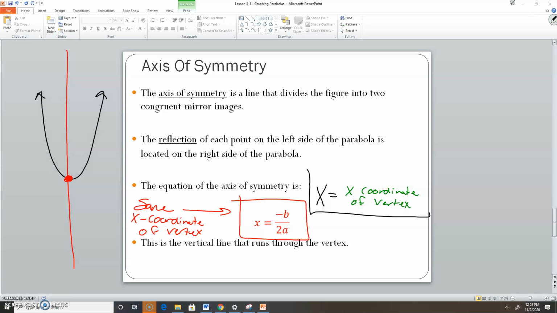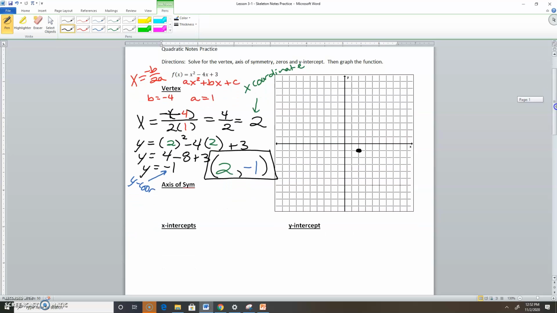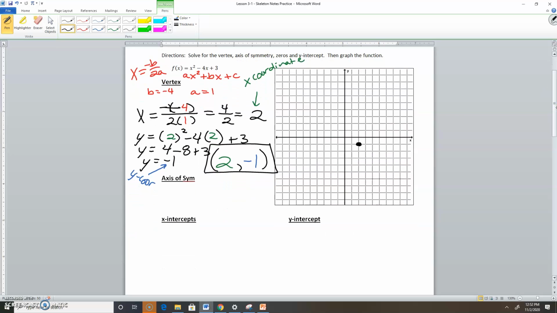The mistake that you will make is you'll just write the number. But this is a vertical line, so I have to write it as x equals the x coordinate of the vertex. That x equals has to be there. Do not forget to put your x equals there. So if I go back to my example, my axis of symmetry is x equals the x coordinate of my vertex, which was 2. So it will be x equals 2. And that's my answer. I don't have to show anything else with that.